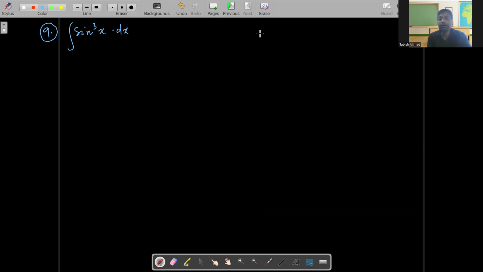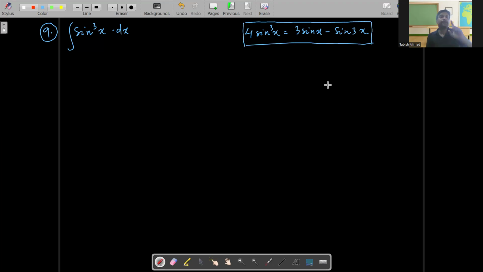Don't worry, there is a formula again in trigonometry, and I will write it for you. Whenever you have 4 sine cube x, that is equal to 3 sine x minus sine 3x. Remember this thing. So from here, if you find sine cube x, you can find out. So that will be how much? Put it here. So this is the integration of sine cube x.